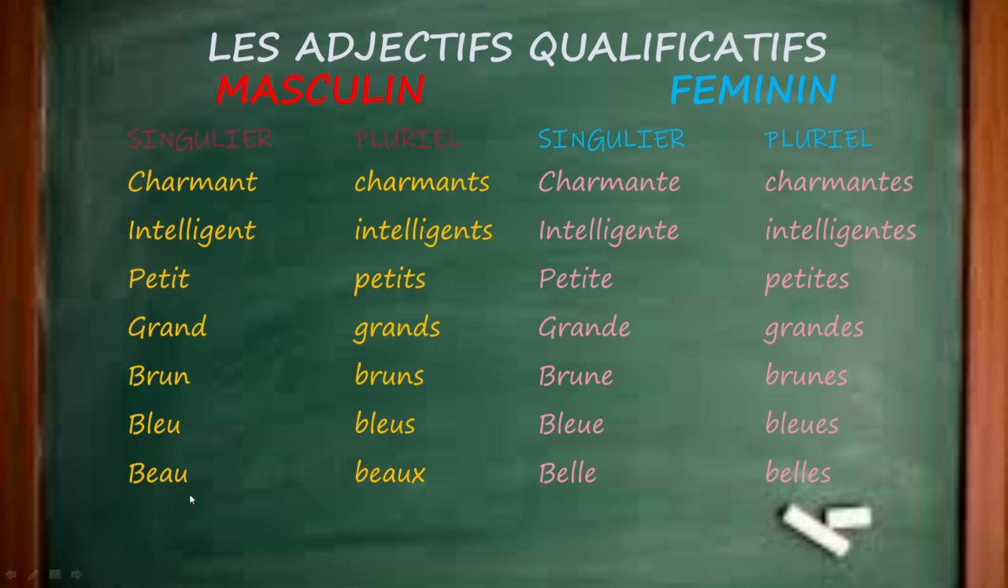And then we have exceptions. Not just one, we have many exceptions. Like beau, which means handsome. For beau, we add an X to make it plural in masculine. And belle, you get a completely different spelling. It starts with B and so on. Belle means beautiful, and belles is the plural form, so we can't use this for masculine and this for feminine. So be careful. Beau, beaux, belle, belles, right?